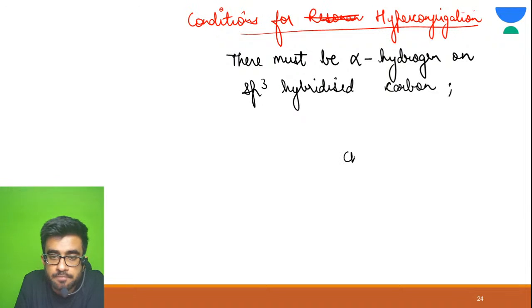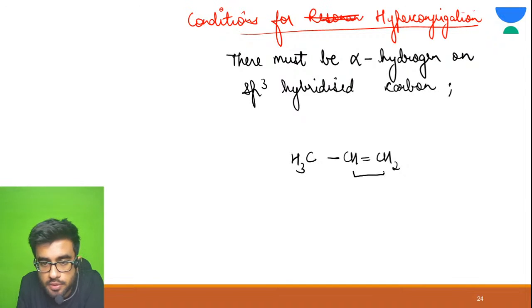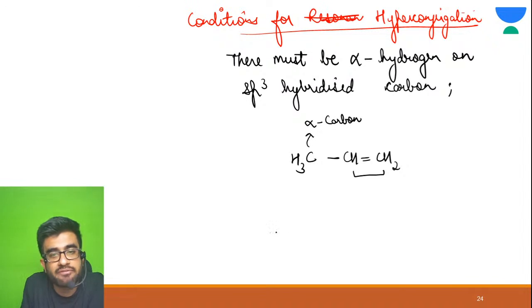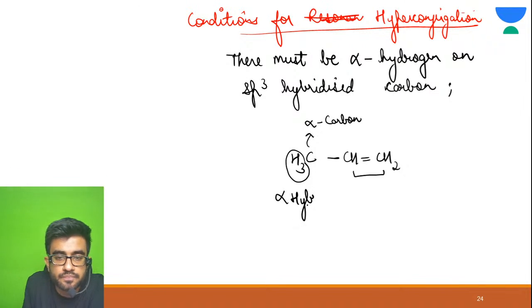Now see, this is your double bond. This carbon is known as alpha carbon. And these hydrogen which are attached to alpha carbon are known as alpha hydrogen. Now tell me, what is the hybridization of this carbon?